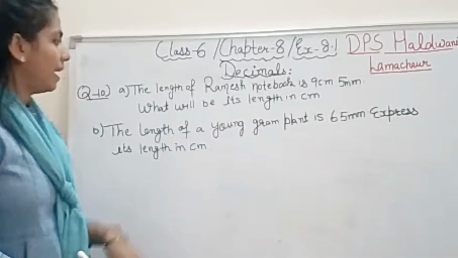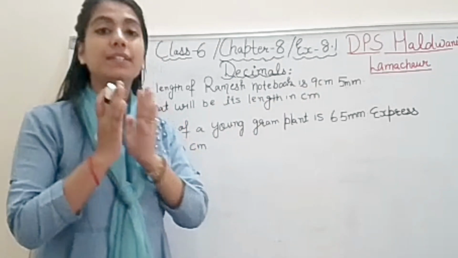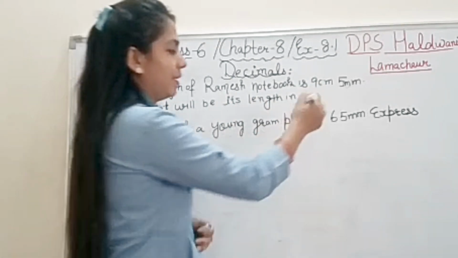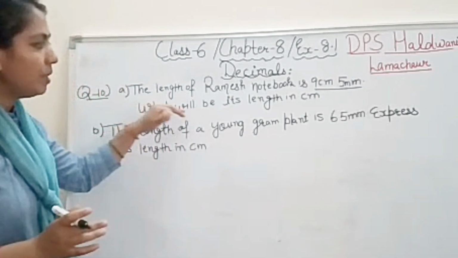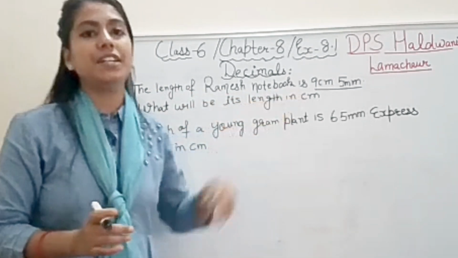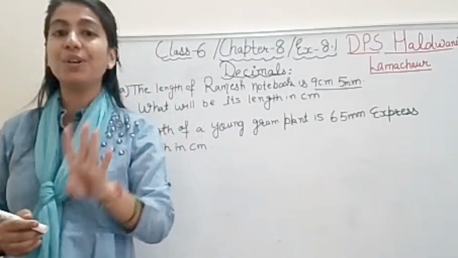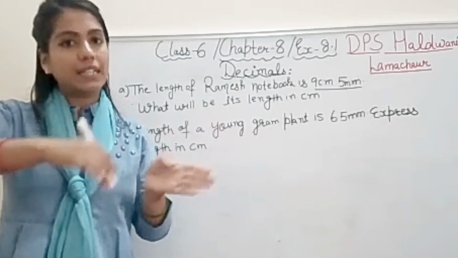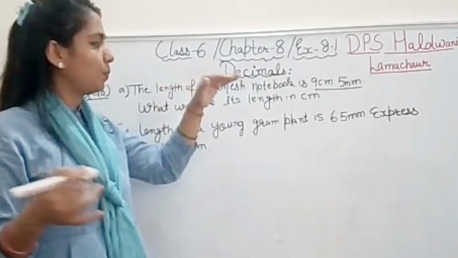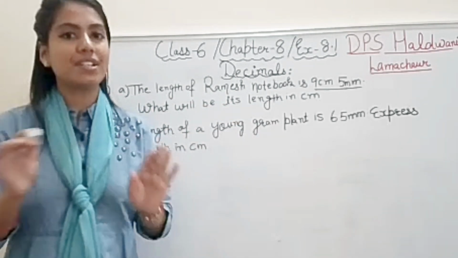Question number 10 we have: the length of Ramesh's notebook is 9 centimeter 5 millimeter. This is the length of Ramesh's notebook. What will be its length in centimeter? See student, the same question we have done in question number 4, conversion one. But there it was given to convert into centimeter. Here the question is in the form of a word problem. But the method is just the same.